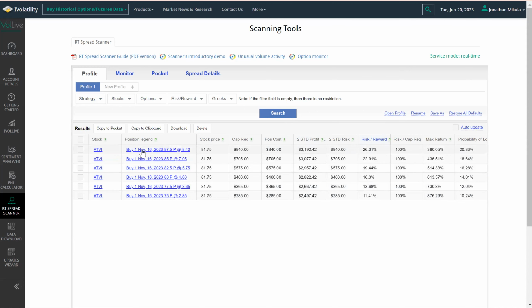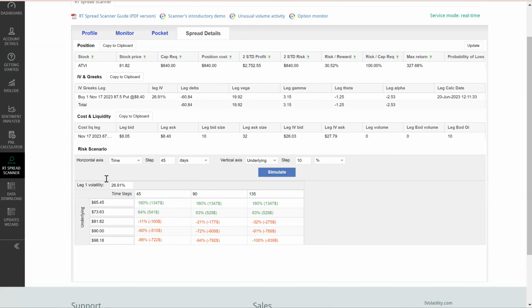Now, when I come here and I click on this, this is going to be the opposite. So this is the same expiration, November. Let's go 45 days. Let's hit simulate. This is for every 10% change in Activision stock price. And we could see, this is where we start making a profit, right? Because it's going to cost us $840 to get in this position. So we won't start making a profit until Activision drops to 73.63 a share, for an example. That's where we start showing a profit on this trade.